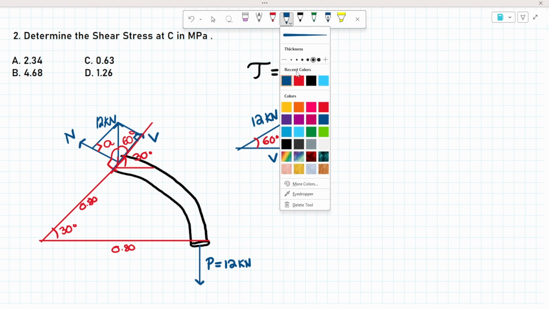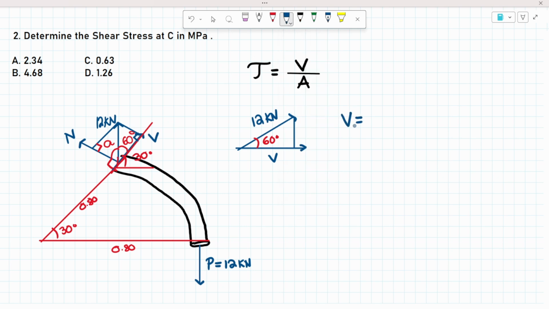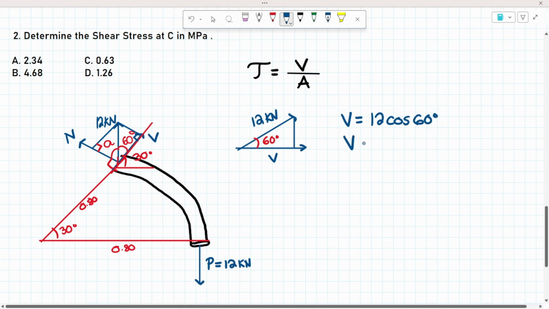Okay, we can solve for V. V is simply the same. Oh, cosine ulit yung gagamitin kasi nasa adjacent side yung V. So 12 cosine 60 degrees. V is equal to 6 kilonewtons.